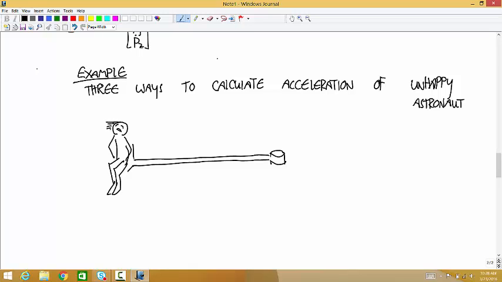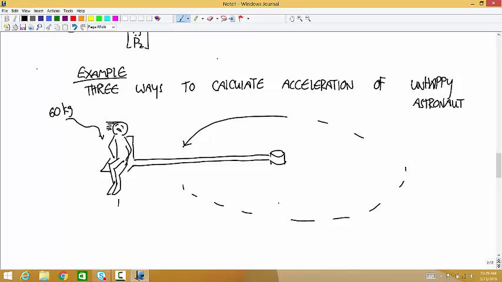There's the astronaut. This arm is whipping around in a circular motion. And let's say the astronaut has a mass of 60 kilograms. And let's say this arm is 5 meters long.